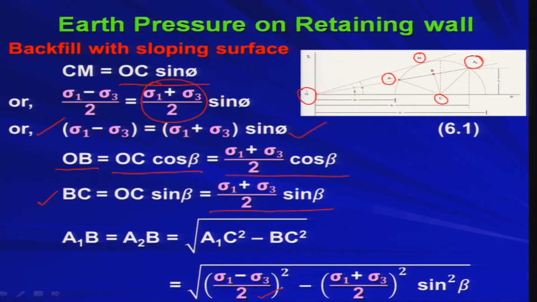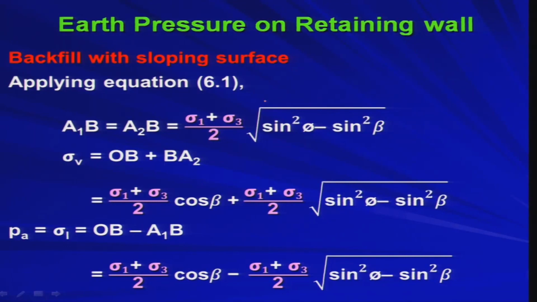And BC, what is BC? BC we have just calculated as sigma 1 plus sigma 3 by 2 into sin beta. So, that we are putting here. Now, what is this sigma 1 minus sigma 3 by 2? That is nothing but sigma 1 plus sigma 3 by 2 sin phi. So, A1B is equal to A2B, therefore, it is equal to sigma 1 plus sigma 3 by 2 into root over sin square phi minus sin square beta.